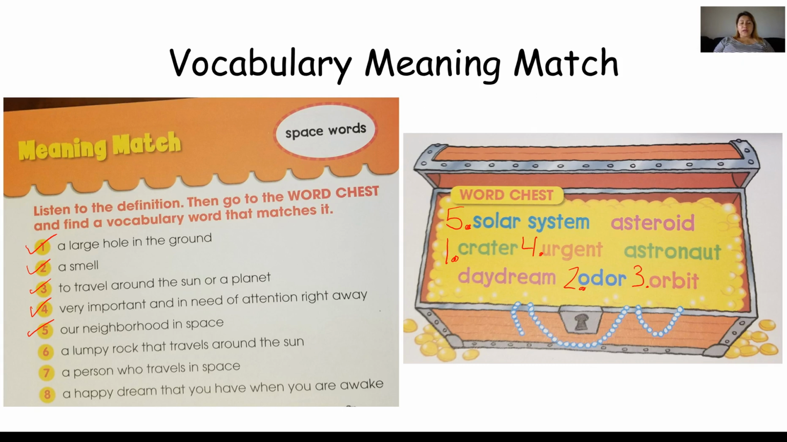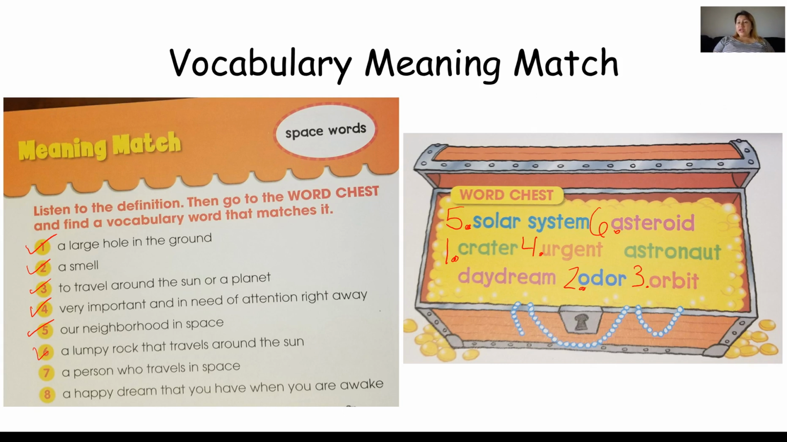Okay, so let's move right along. Let's read number 6 together. A lumpy rock that travels around the sun. Remember, boys and girls, that we talked about that. It's as big as a house. That's a pretty big rock. All right, a lumpy rock that travels around the sun is an asteroid. Number 6, asteroid.